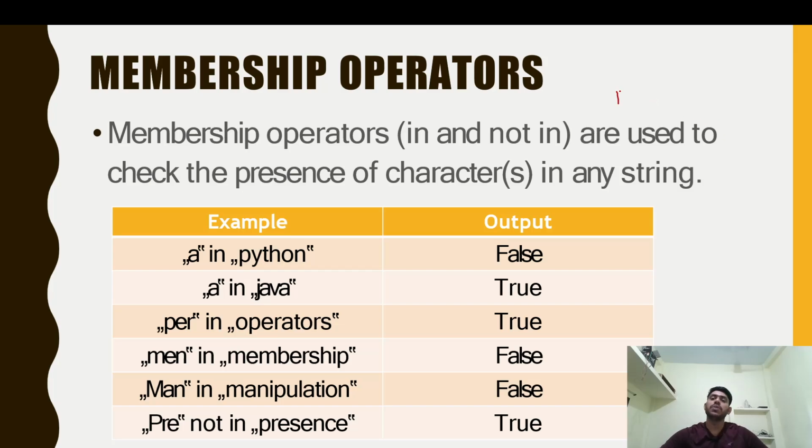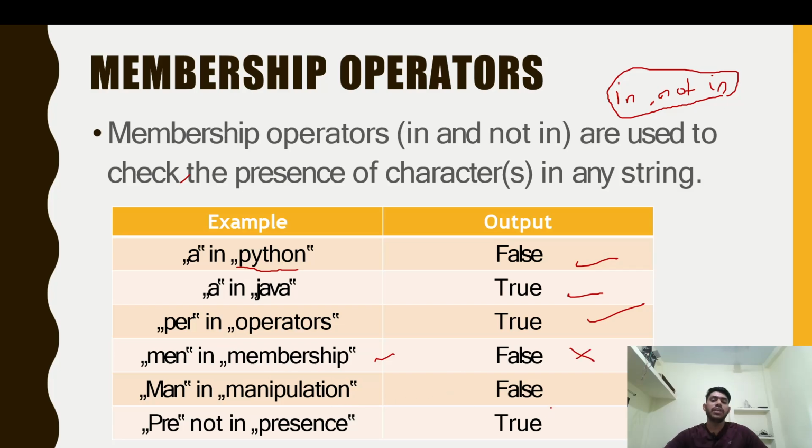Then we come to the membership operators. There are two membership operators, in and not in. They are used to check the presence of characters in any string, whether that particular character is present in the string or not. Suppose we have taken Python here. In Python, is there any A? No, that's why it is false. Java, is A in it? Yes, that's why it is true. Operators, is P in there? Yes, it is true. Main in membership, MEN is not there, so it is false.